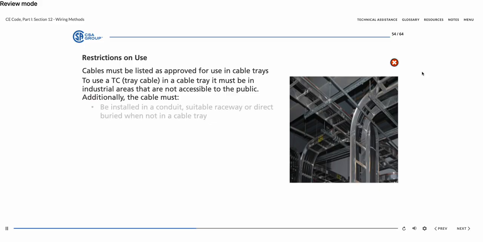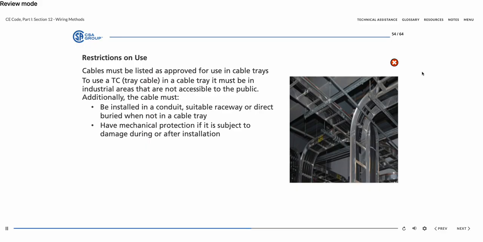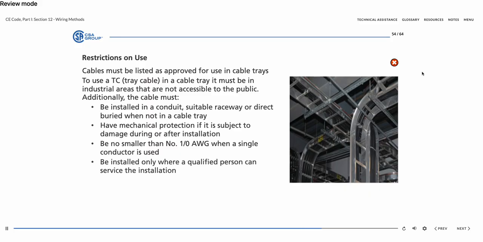Additionally, the cable must be installed in a conduit, suitable raceway, or directly buried when not in a cable tray, have mechanical protection if it is subject to damage during or after installation, be no smaller than number 1/0 AWG when a single conductor is used, and be installed only where a qualified person can service the installation. For more information, see appropriate sections of the code for restrictions of use.